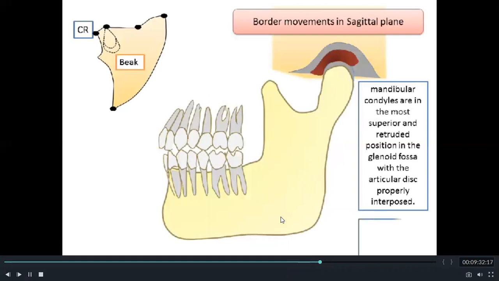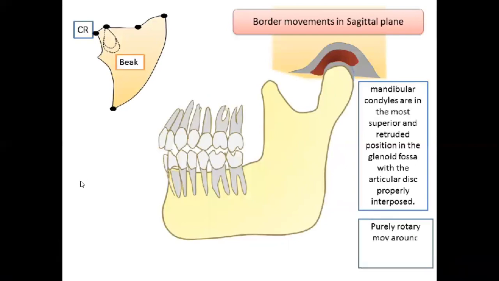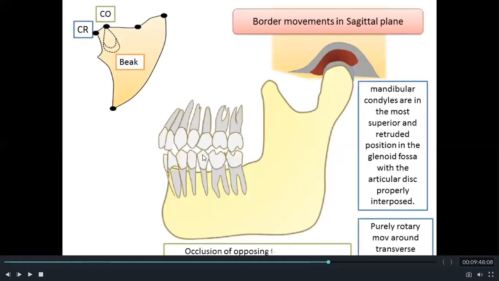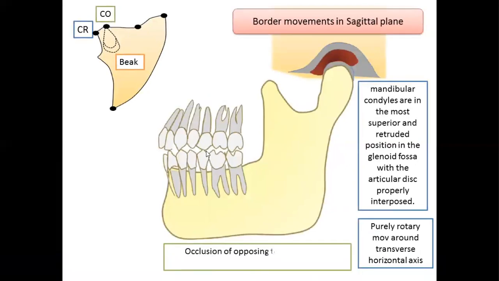And the mandibular condyles are in the most superior retrograde position. This is called the centric relation. See, the teeth are not in occlusion. And when the teeth gradually occlude, there is a mild retrusion of the mandible, and that is called the centric relation to centric occlusion discrepancy, which is 0 to 1 millimeter. If it is more than 1 millimeter, then obviously there is an issue.